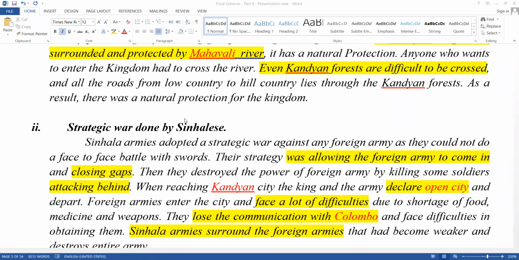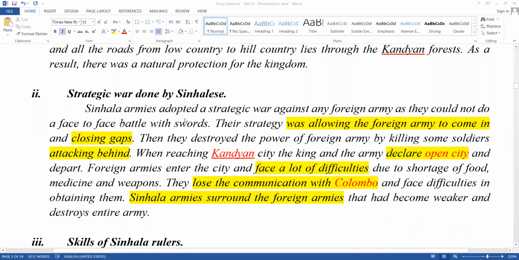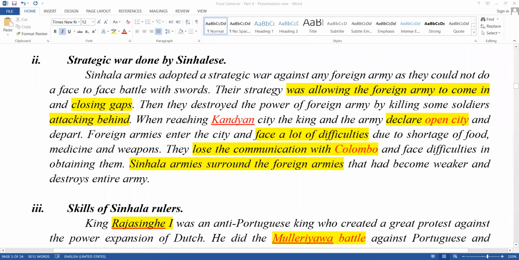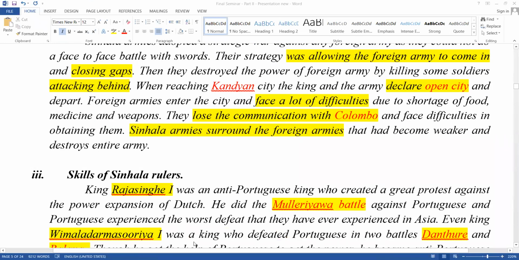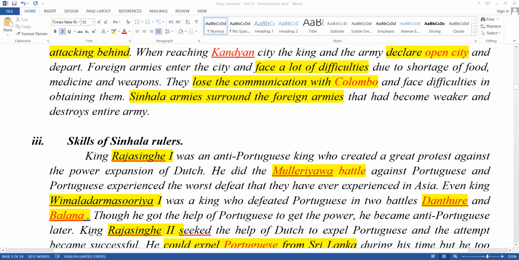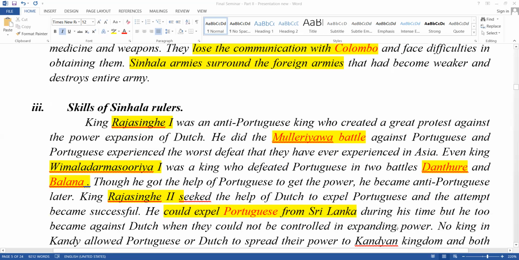And even Vimaladharma Surya the first did 2 battles against Portuguese. Rajasingha the first, Mulleriyawa battle, and Vimaladharma Surya, Danture and Balana battle, both battles he won. And Rajasingha the second did 2 battles against Portuguese, Randenivala and Gannoruwa battles. They became successful, and in all the battles Portuguese were defeated.